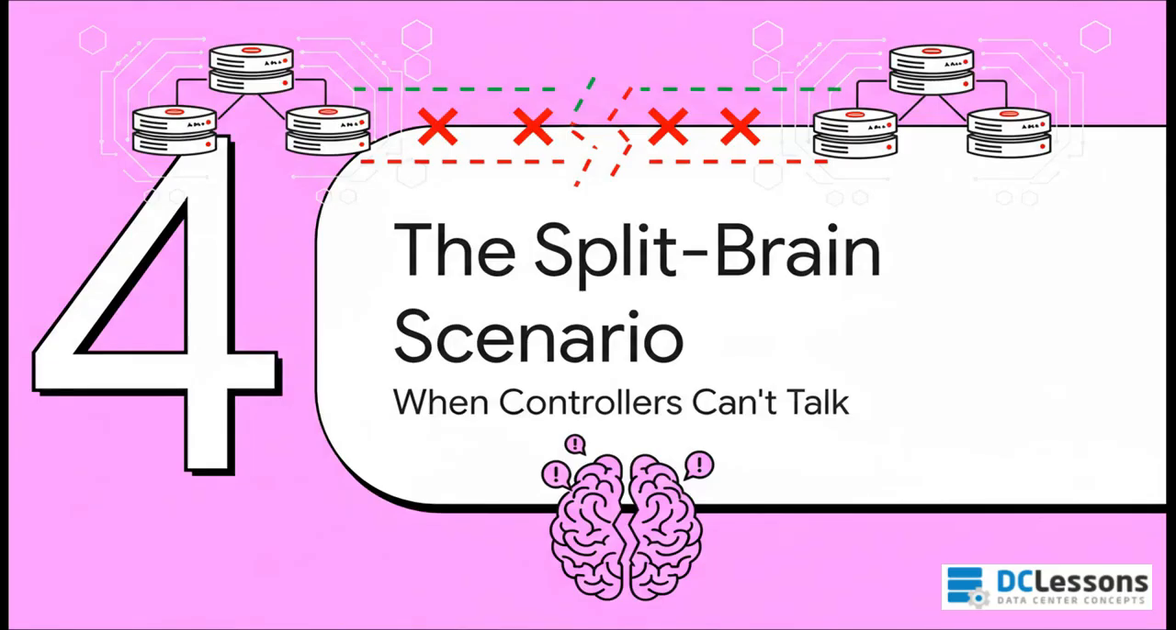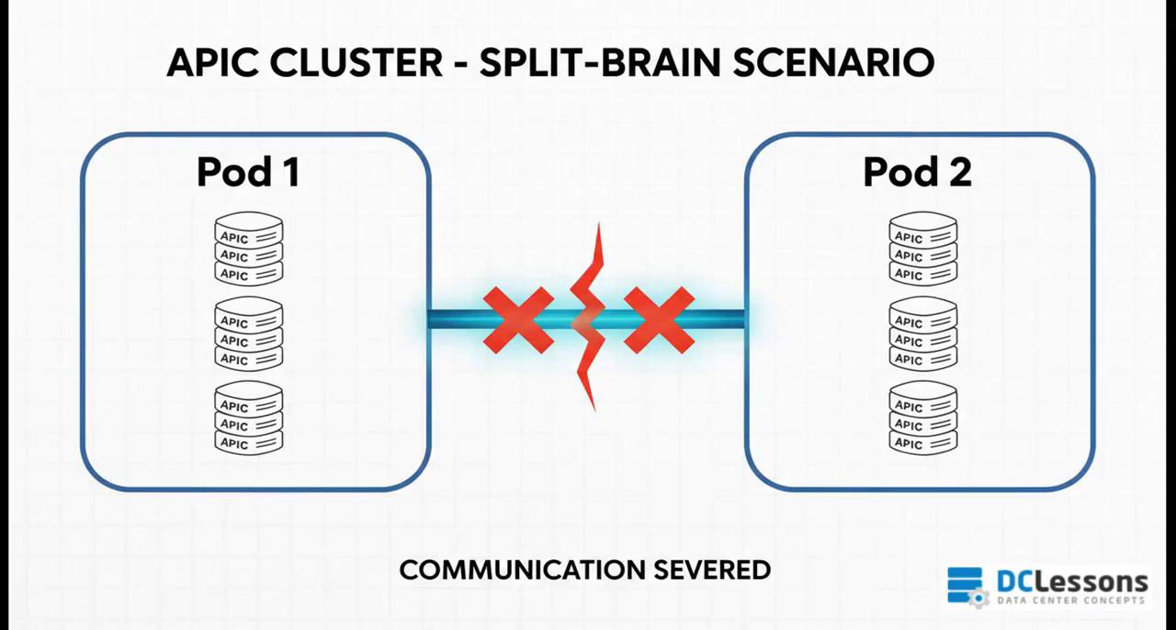Now let's talk about a scenario that can give network administrators nightmares: the split brain. This is when all your controllers are actually up and healthy, but for some reason, they can't talk to each other. And here's why that's such a big deal. Just picture this. You've got a multi-pod setup with APICs in 2 different data centers. If that WAN link between them goes down, you suddenly have 2 isolated groups of controllers. Each group looks around, can't see the other guys, and thinks they've failed. That's where the trouble really starts, because both sides might try to take control of the fabric.